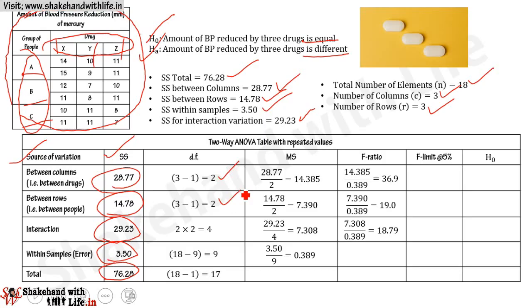Now the sum of squares for interaction variation, between columns and rows. The number of columns is 2 and the number of rows is 2, therefore 2 into 2 is 4. Therefore 4 is the degrees of freedom corresponding to the sum of squares for interaction variation. Now the degrees of freedom corresponding to the sum of squares for variation within samples.